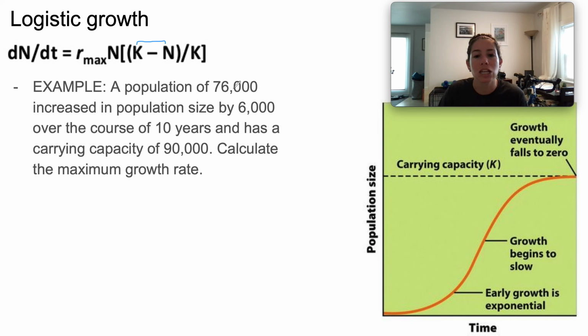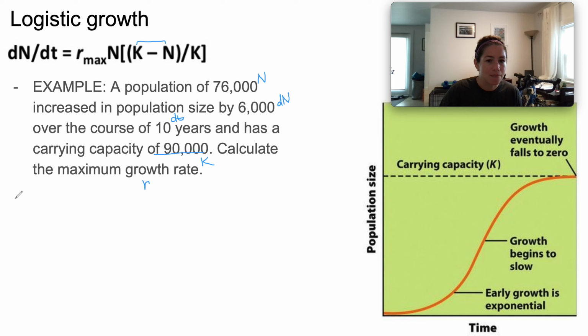Okay, so a population of 76,000. This is our N. Increased in the population by 6,000. So that is our change in population size, or dN. Over the course of 10 years, that's our change in time. So that's dt. And has a carrying capacity of 90,000. So that's our K. And I'm asking for our maximum growth rate, which is R.